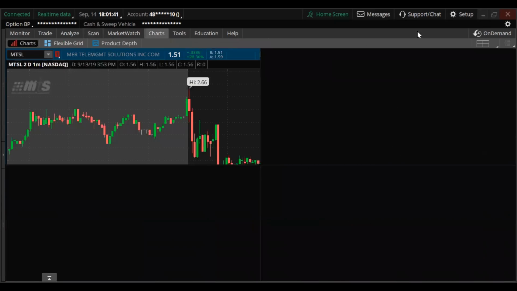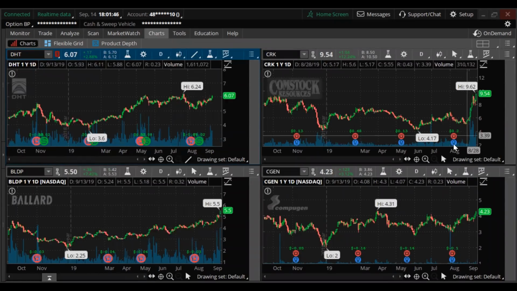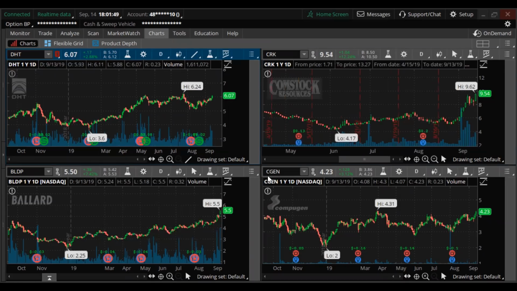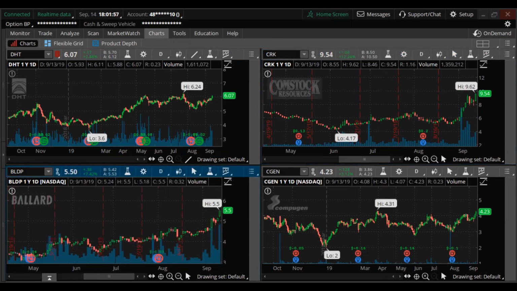So if you look at every single play that pops up here, and if I go to the daily chart, every one of these stocks is pretty much running either near its highest point for the year or breaking past those highest points. So these are a lot of bullish sentiment trades.